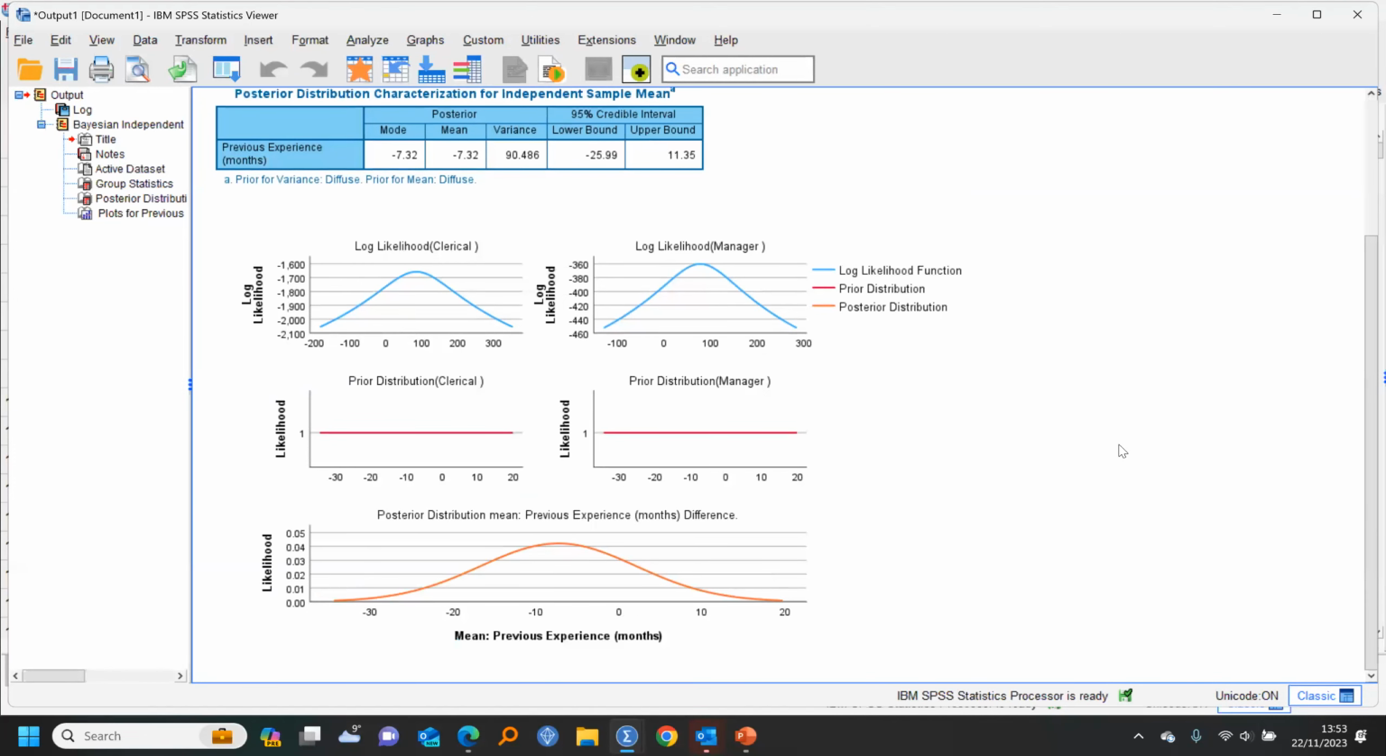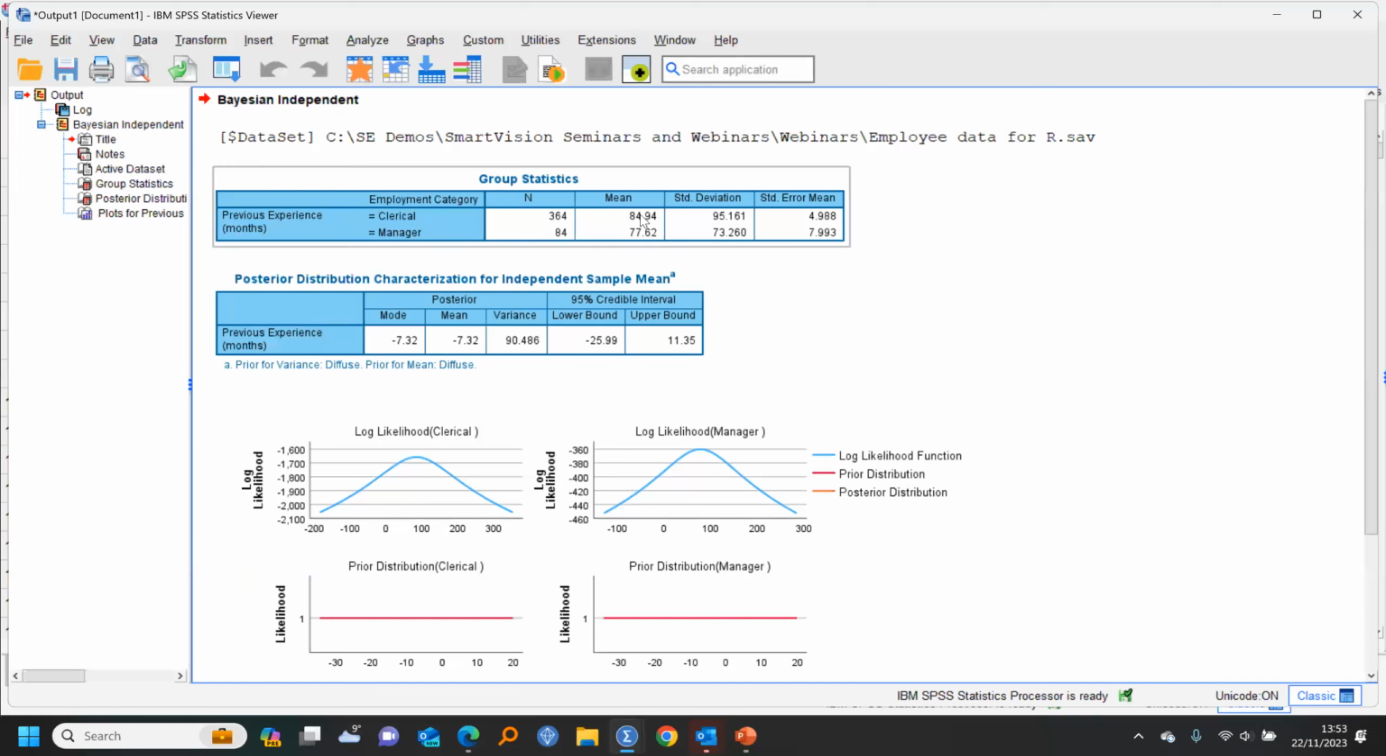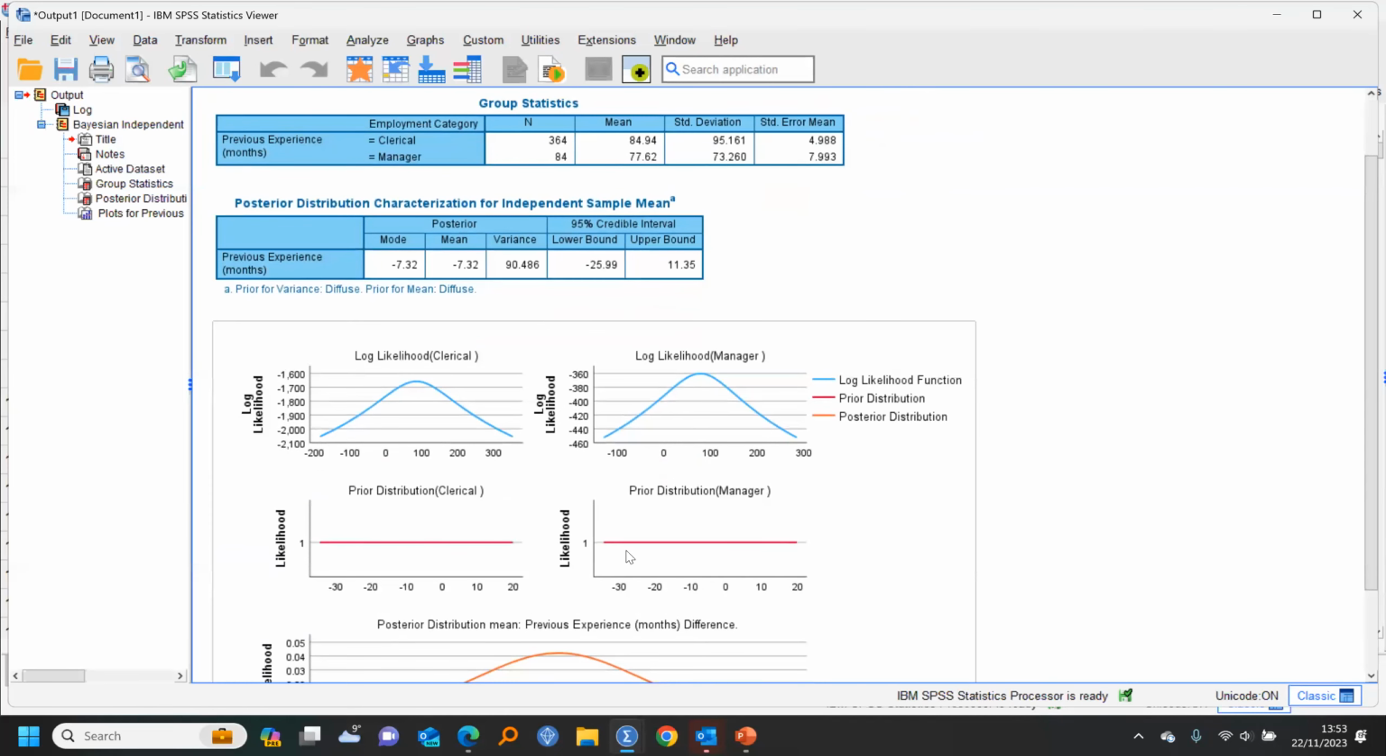These little charts are showing us the log likelihood and the likelihood. It's basically showing us what the distribution looks like for the mean clerical worker. The mean clerical worker here is 84.94, so it's about 85. If you look at where the peak of that is, it's about 84. Whereas for the managers here, it's just a wee bit shifted, 77, teeny bit shifted if you had really good eyesight. And you can see the prior distribution here is just flat. That means that the default position is that it doesn't assume any difference between the two groups. It's giving it a non-informative prior.